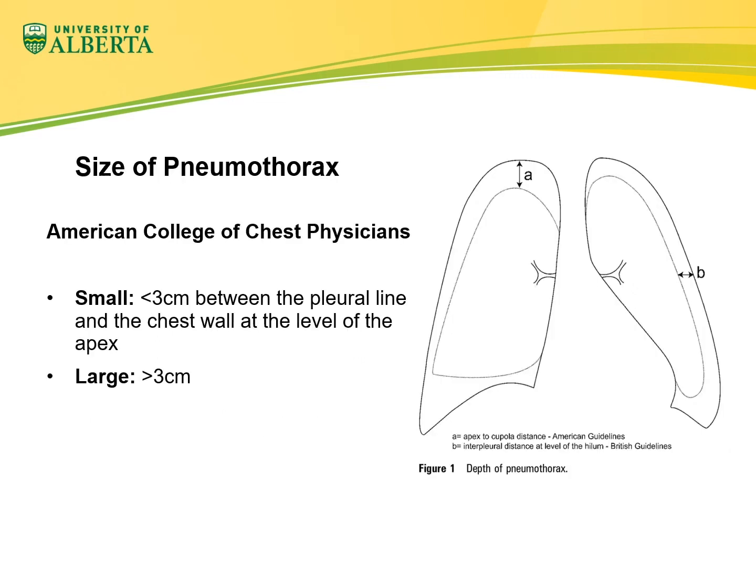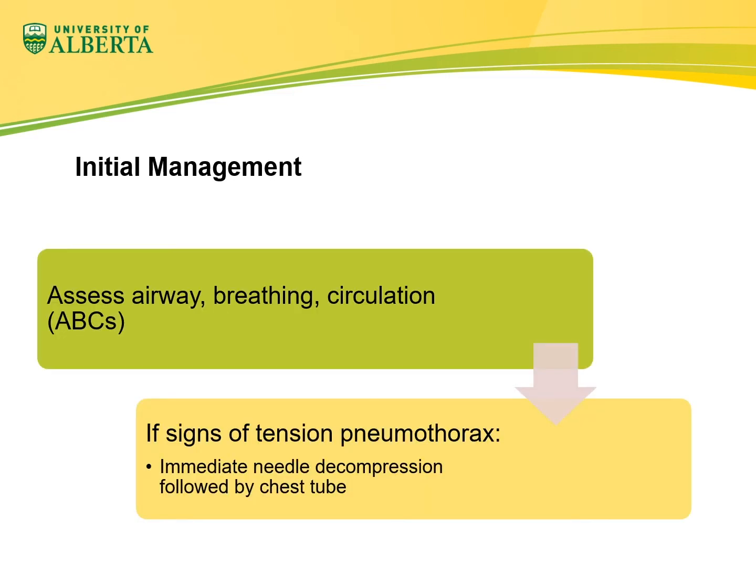Pneumothorax size can be estimated on the chest X-ray by measuring the distance from the apex of the lung to the top margin of the visceral pleura on the upright chest radiograph. If the distance is less than 3 cm, the pneumothorax is considered small. If the distance is larger than 3 cm, it's classified as a large pneumothorax. Estimating the size of a pneumothorax is helpful in guiding the treatment.